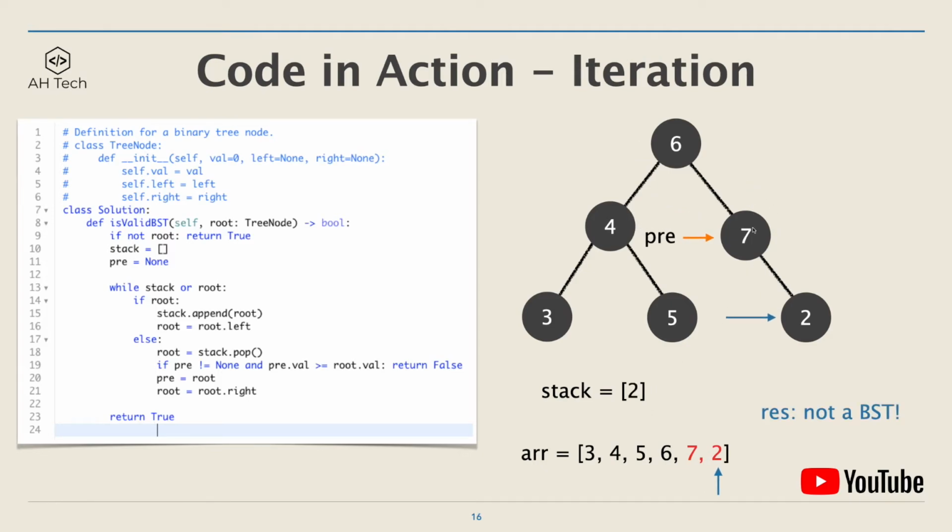So node 7 has a right node, so now we are at node 2, and the pre-node is 7. Okay, and here you can see that the pre-node 7 is larger than the current node 2, which means that it hits this condition, and the array is not sorted anymore. So at this point, we see that this is not a valid binary search tree, so we will just return false. And this will conclude the algorithm.